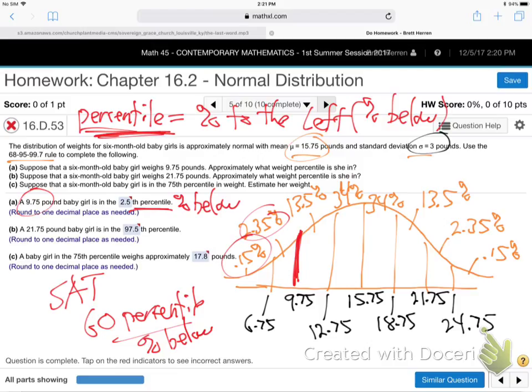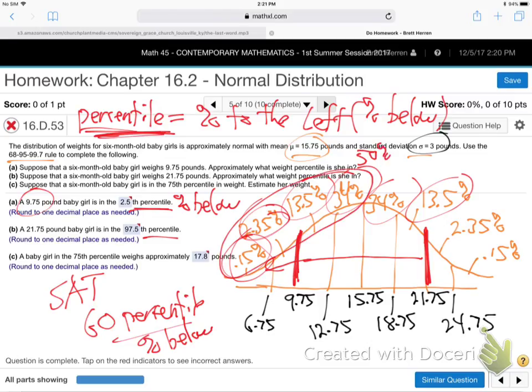How about part B? A 21.75 pound baby girl. 21.75, where's that? Right here. So what are all the percentages? And they want percentile. So they want all the percentages below. So they want this and this and this and this and this and this. Don't they? Does that make sense? Percentile. So what's the easy way? Whenever you have the whole half, just say, look, these guys are 50%. And 34 and 13.5. That's 97.5. Make sense? Percentile, percent below.